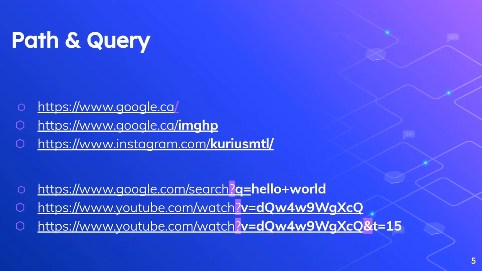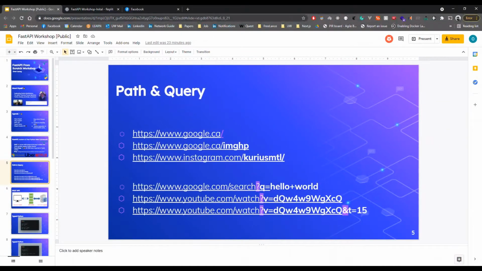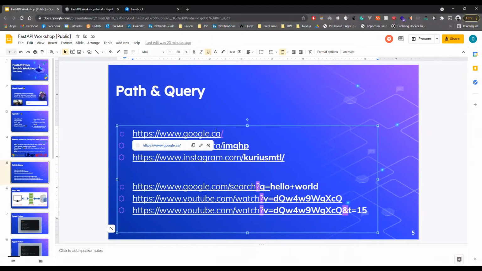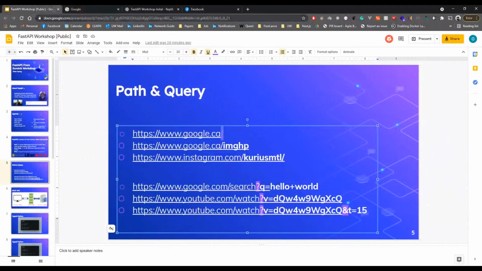So first of all, we need a bit of prerequisite knowledge. So we basically ask ourselves, what is a path and what's a query? So when we visit a website like google.com, we see that we have an index. This is called a root. So basically, there's nothing after the .ca or .com, and this is what is called the index.